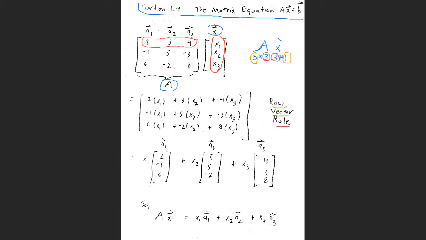You move across this row and down this column simultaneously. So, for instance, 2 times x1, that's right here, plus 3 times x2, that's right here, plus 4 times x3, that's here. So you use the row of the first matrix and multiply by the vector of the second matrix. And the second matrix is just one vector.